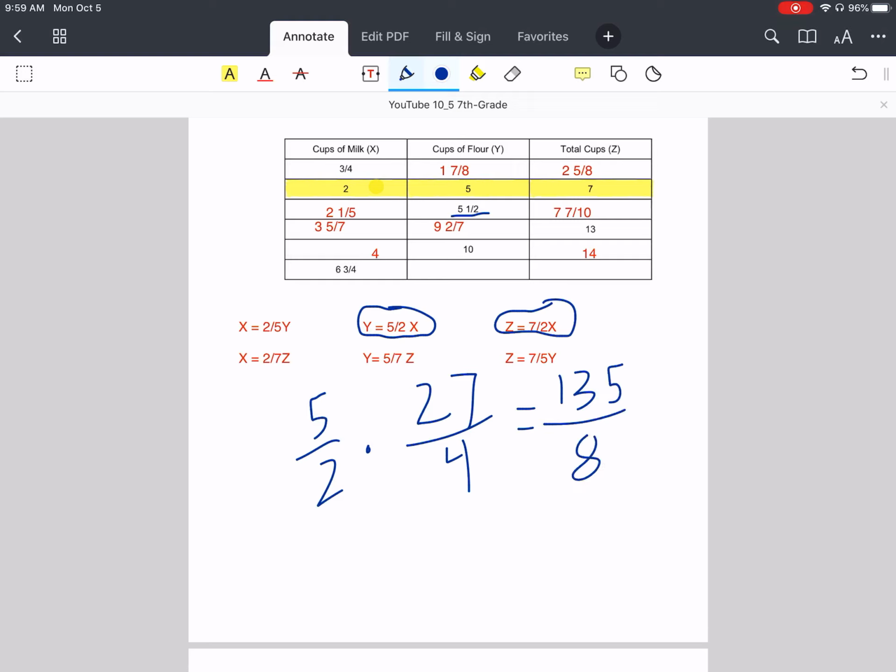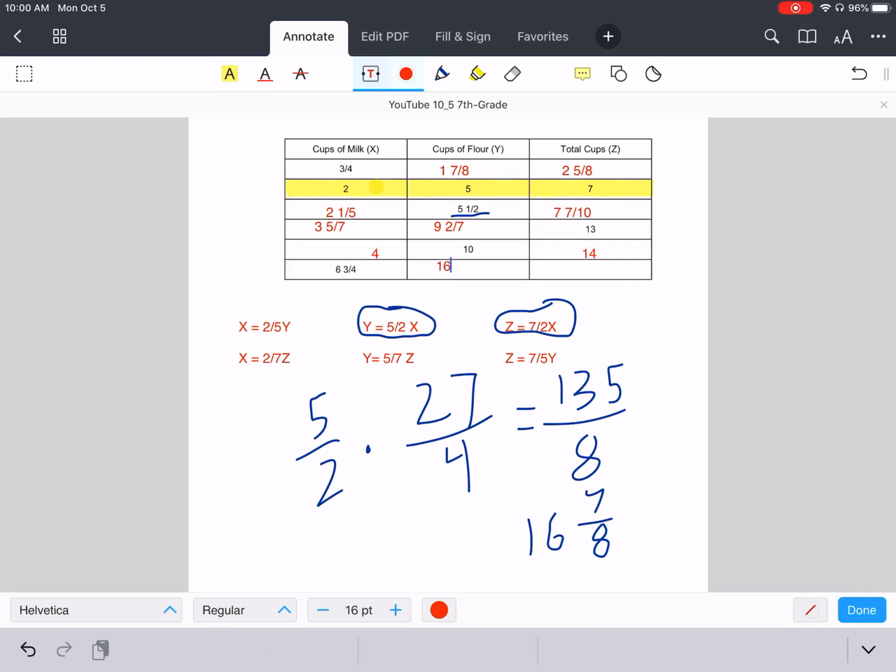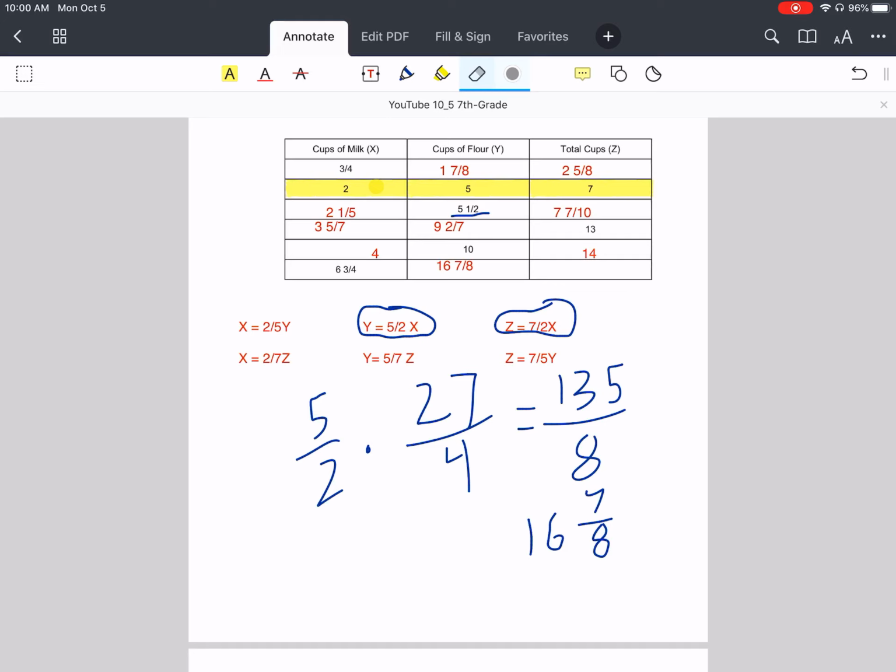We're going to convert that to a mixed number. We know that 8 can go into 135 16 times, and that would equal 128. So there are 7 left over. So that's going to be 16 7/8. And for our last one, instead of 5 over 2, we're doing 7 over 2.